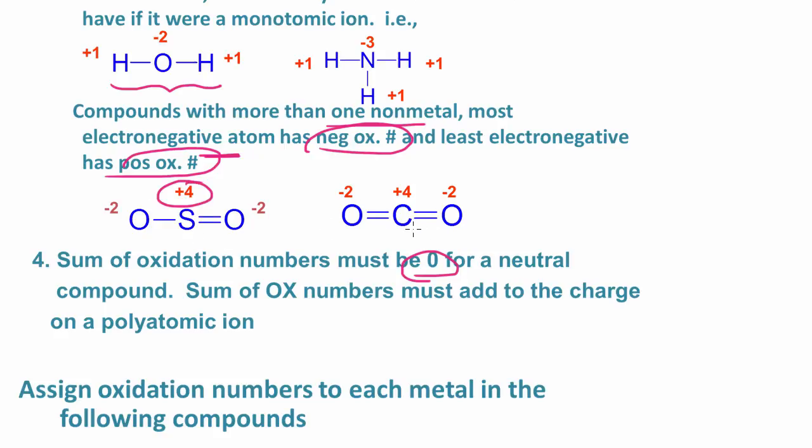Here we have the carbon and the two oxygens. We know that the oxygens are -2. Those add to -4. So again, the carbon would be +4. As I said before, the sum of oxidation numbers must be 0 for a neutral compound. The sum of oxidation numbers must add to the charge on a polyatomic ion.